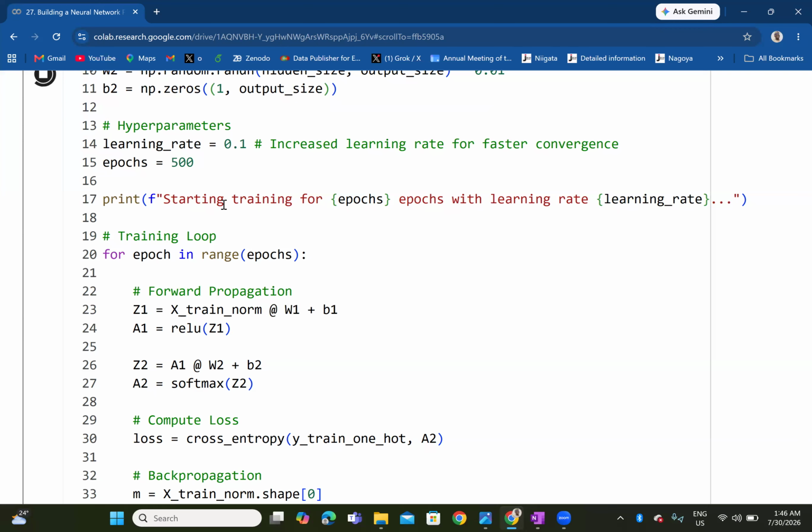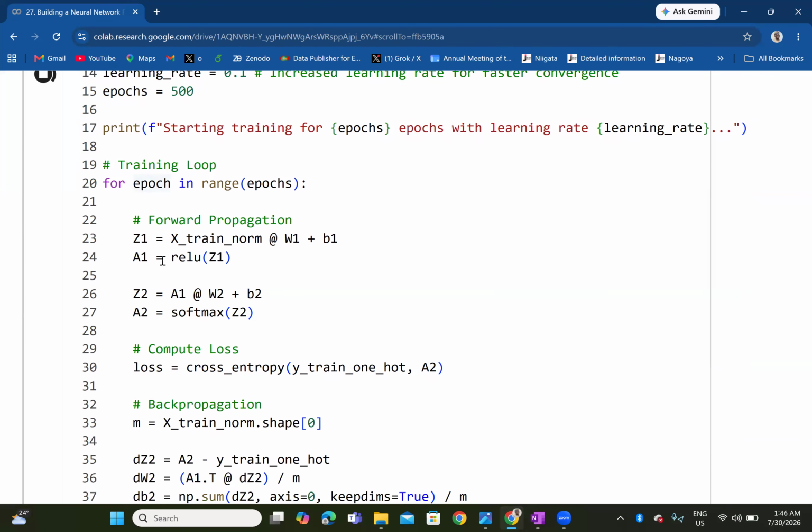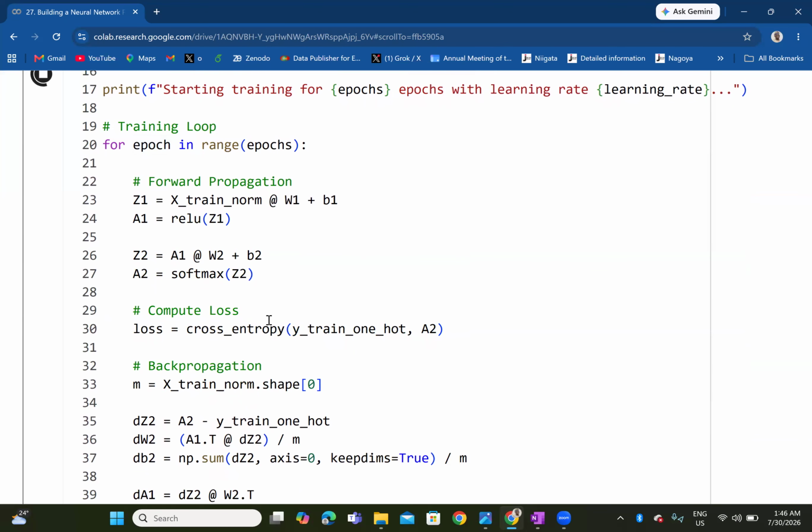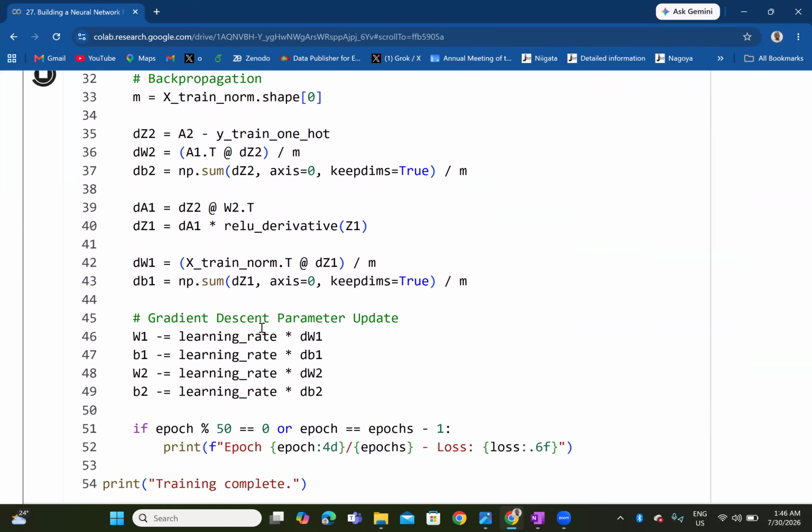So you can start training for the given epochs with whatever the learning rate is. For instance, start training for 500 epochs with learning rate 0.1, like this. Then you have the training loop, which is where the work goes on, step by step. For epoch in range(epochs), you have forward propagation. Z1 is X_train_norm @ W1 + B1, and A1 is ReLU of Z1. It's the same thing we've had before, except that now we are doing the actual thing.